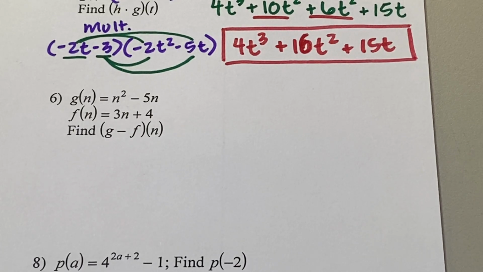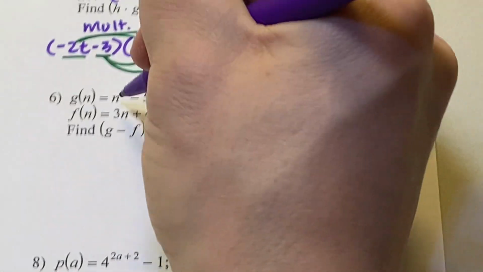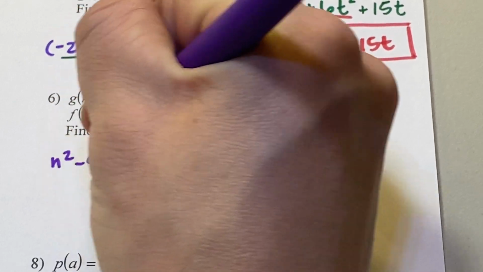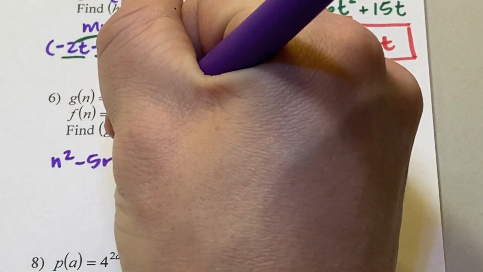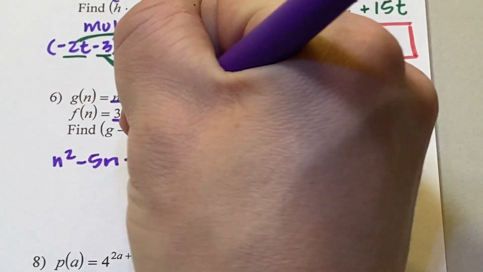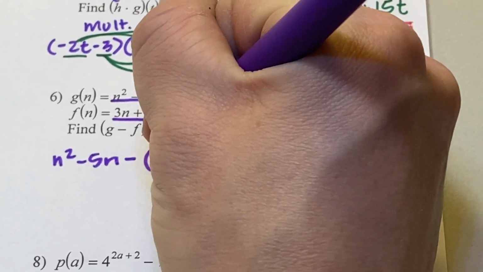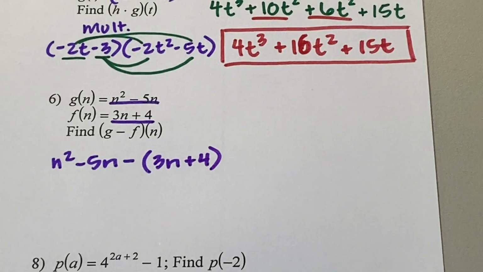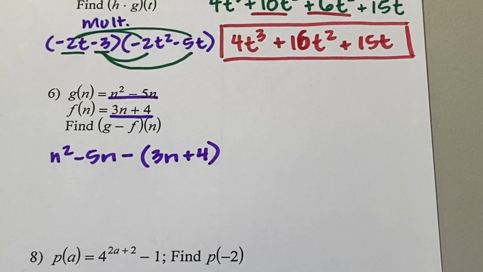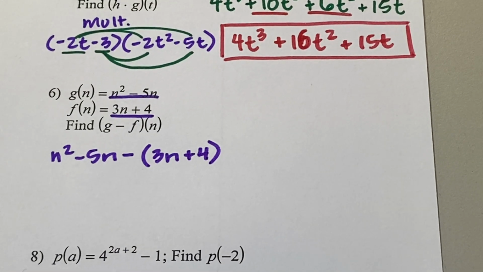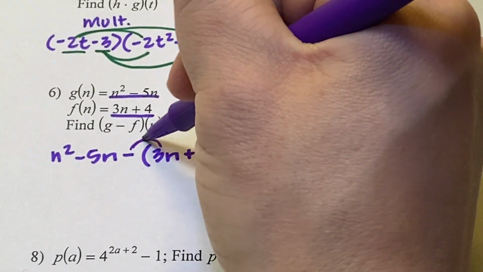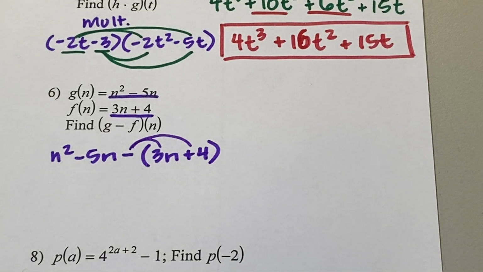Okay, this order does matter with subtraction. So we're taking g of n first, n squared minus 5n. And we're subtracting f of n. Notice I am going to use some parentheses here. I'm subtracting that whole function, 3n plus 4. The signs change. This subtraction sign right there, remember, jumps in and changes the signs after it.